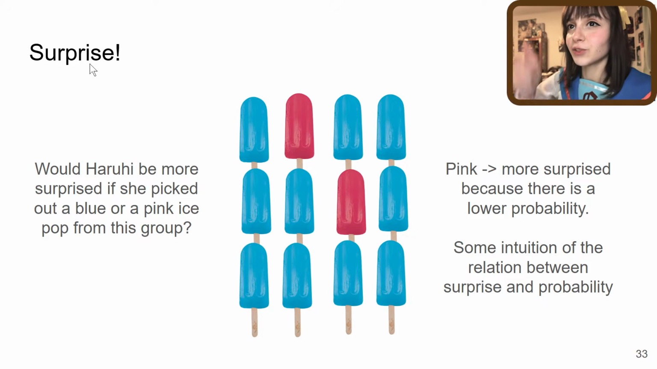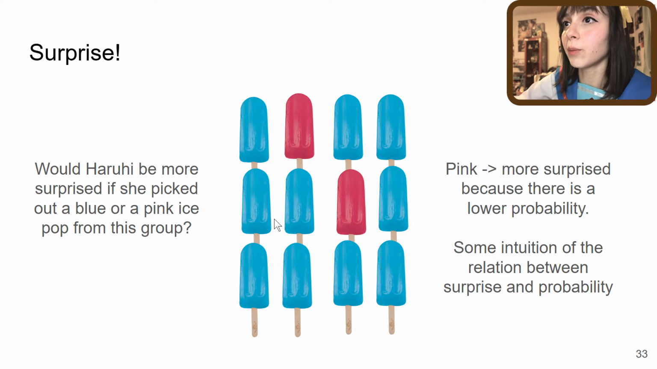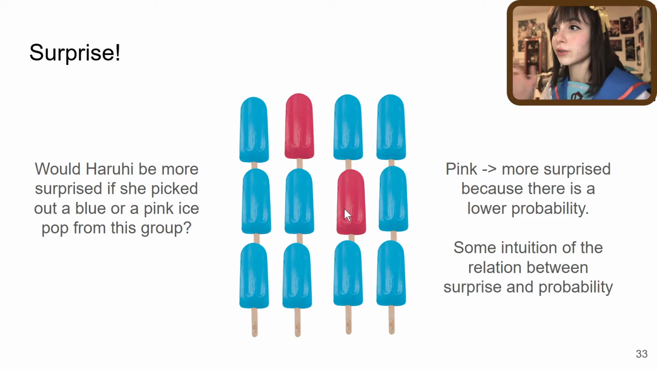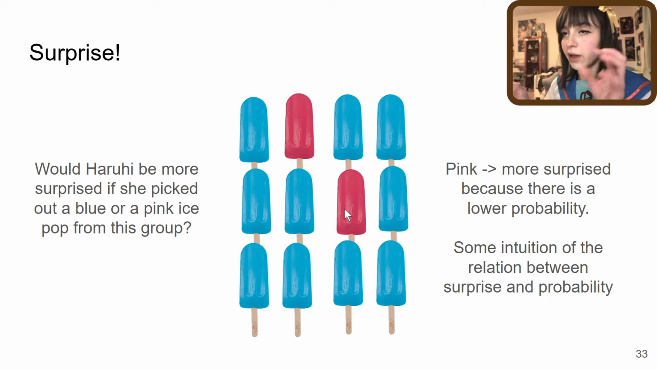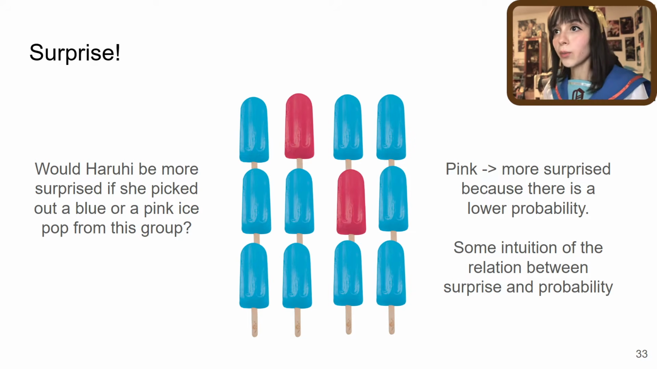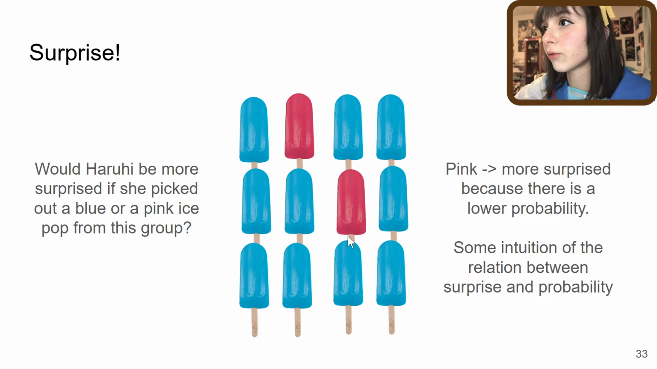Anyway, so surprise. Would Haruhi be more surprised if she picked out a blue ice pop from this group, or would she be more surprised if she picked out a pink? She would be more surprised if she picked out a pink because there is a lower probability. So now we have a little bit of an intuition of what probability is in relation to our surprise. Low probability, high surprise; high probability, low surprise. Not very surprising if I get a blue one from the group.